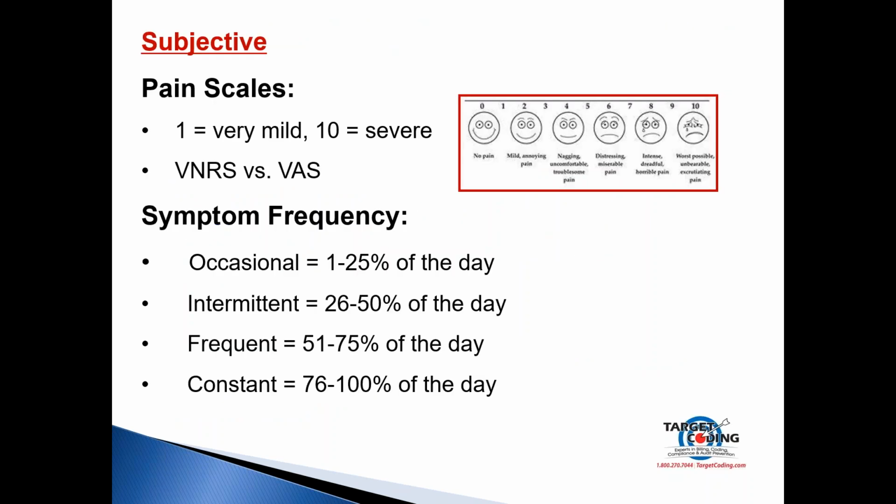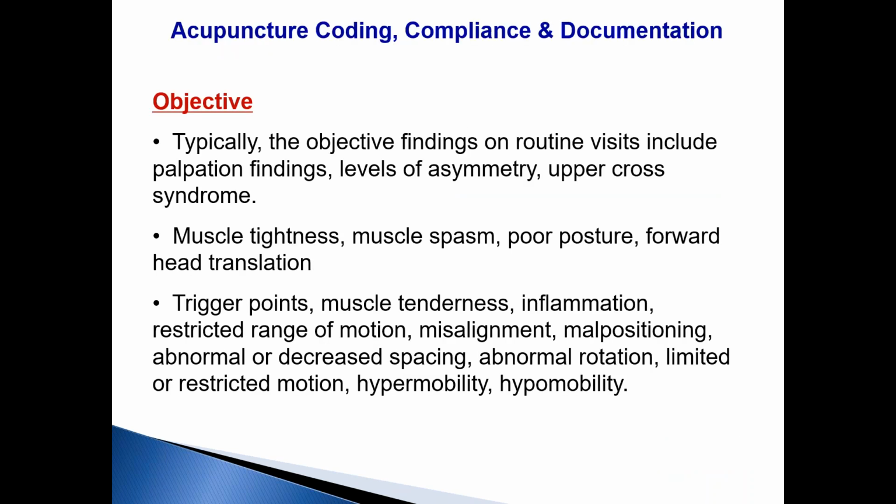Acupuncture SOAP notes. Similar to chiropractic SOAP notes, the patient comes in complaining of pain. You could use pain scales, a VNRS or a VAS. Symptom frequency, meaning the patient says that she feels her headaches 60% of the day. That equals frequent as far as symptom frequency. Objective findings, sure, your acupuncturist is going to find some muscle problems, muscle spasm, poor posture, forward head translation.